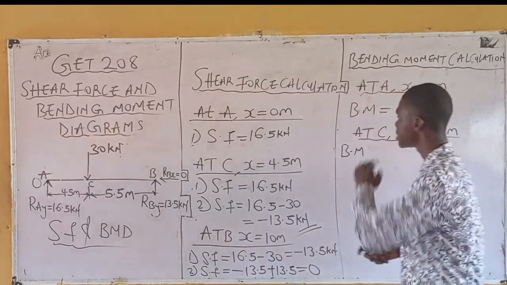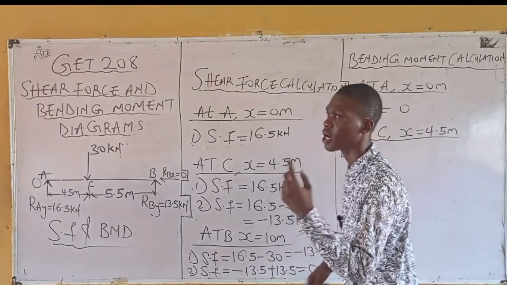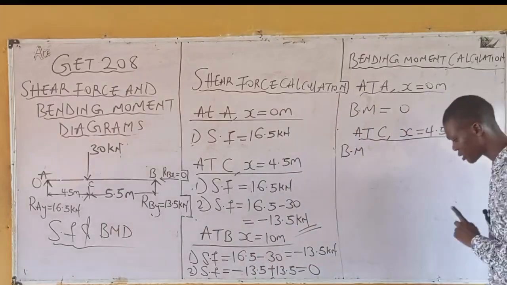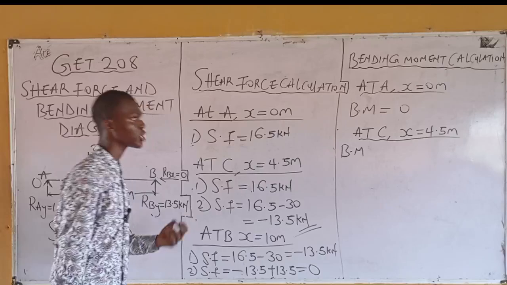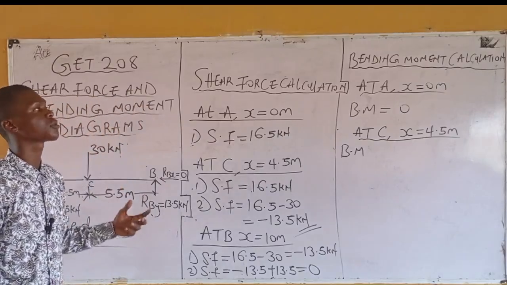Now, bending moment. The difference between bending moment and shear force is that at each point for shear force, you calculate it twice, right? But for bending moment, you only calculate it once. Though for shear force, it is actually once also. But you see why we said we calculate it twice.